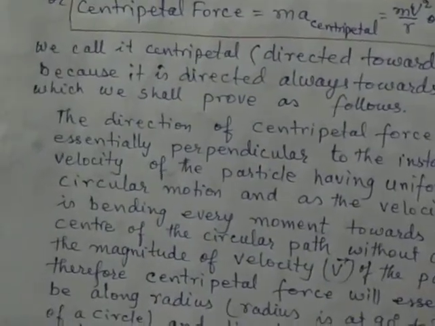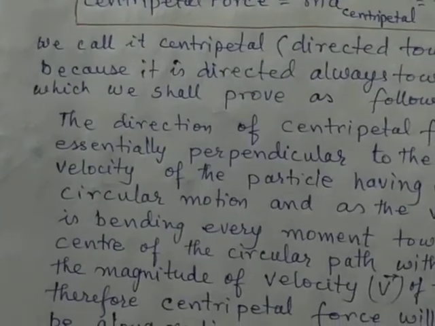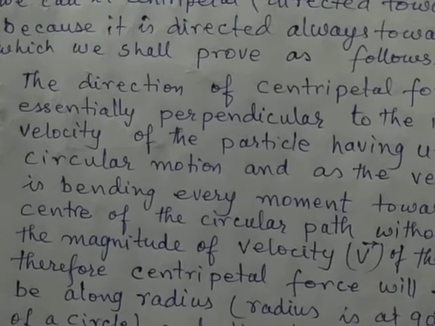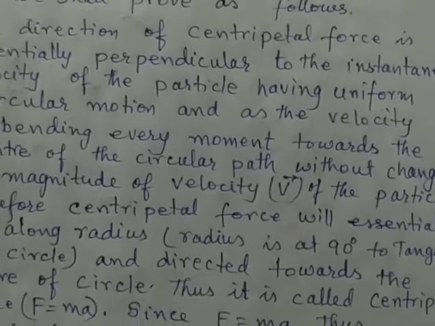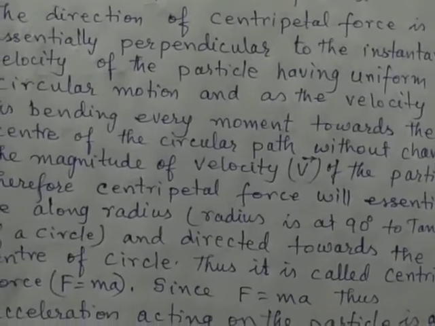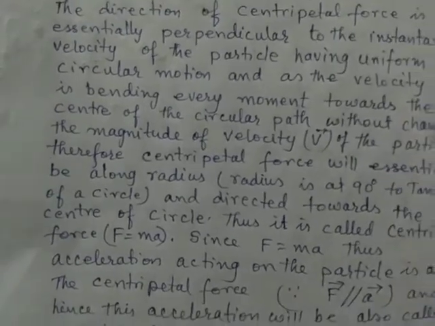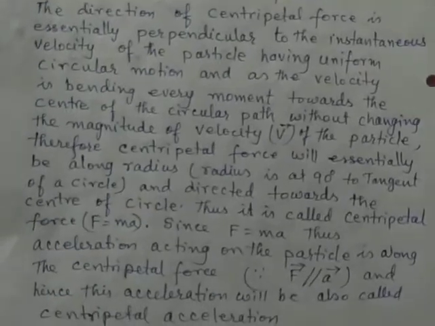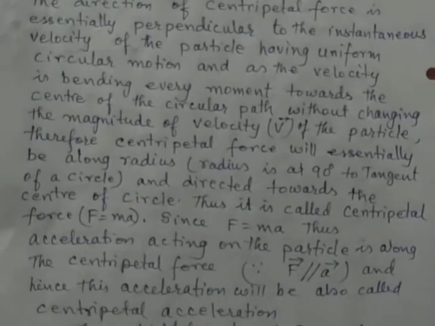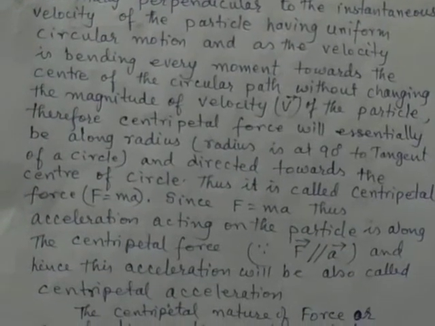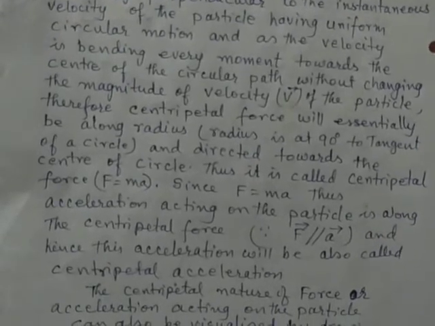Now we have to prove that this acceleration, this force, is centripetal, meaning always directed towards the center, and we can do it by considering that the speed of the particle moving on the circular path is not changing, and it is always bending towards the left side, that is towards the center, every moment. And that way we can understand that there should be a force acting towards the left, and it should also be at 90 degrees to the velocity, because only then the magnitude of the velocity remains unaffected.